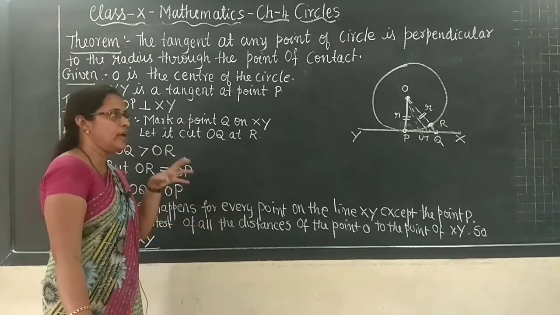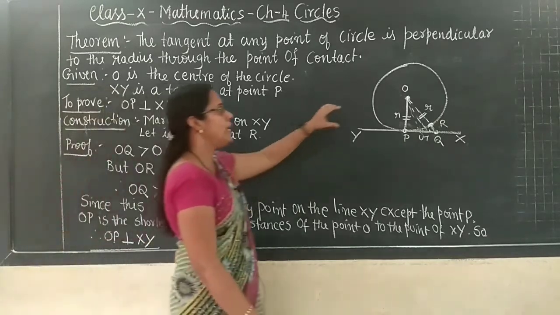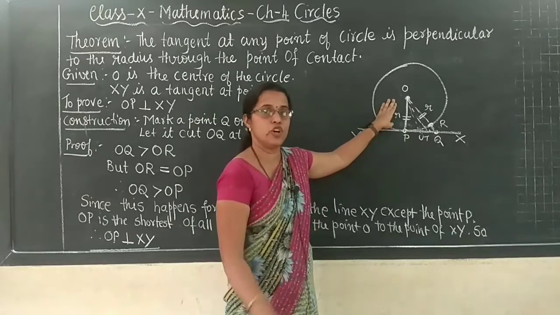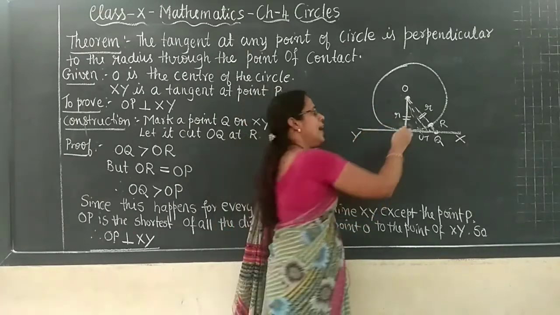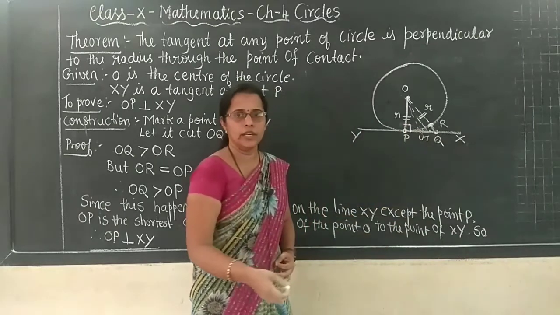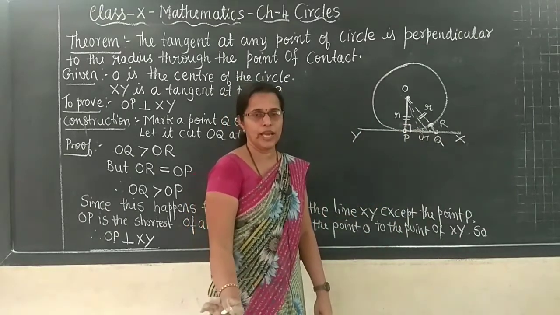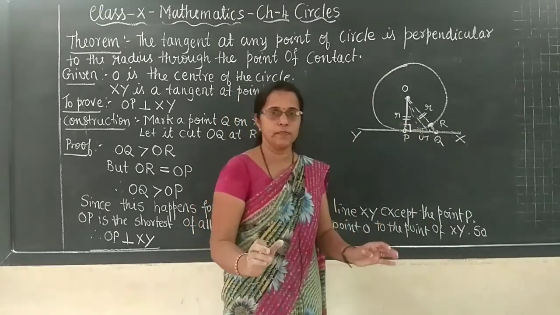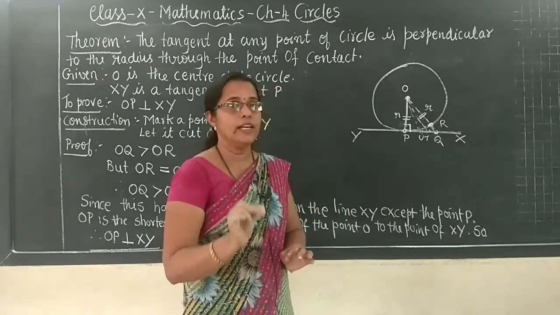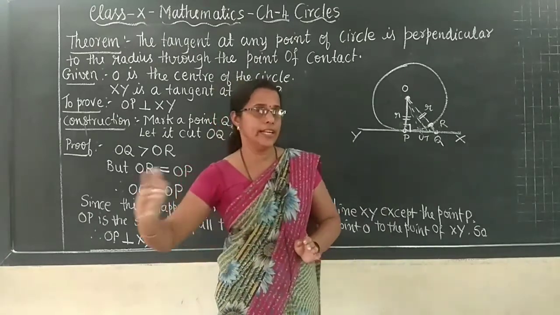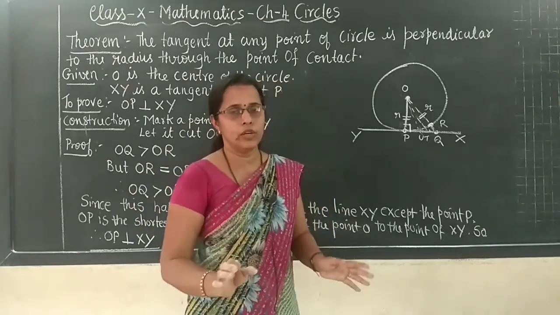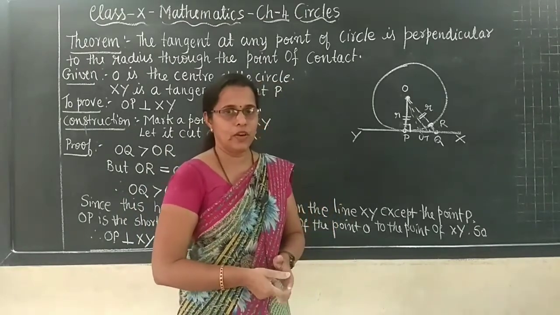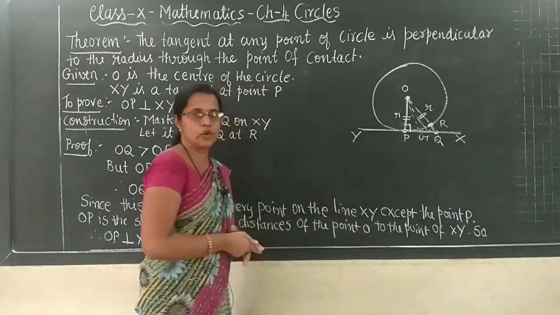Your main aim is to say that OP is the shortest distance. You have to prove that the shortest distance is itself a perpendicular. Very simple, children. OP is the shortest of all the distances, and that shortest distance itself is the perpendicular. That much is there in this theorem. Hope you all understood.